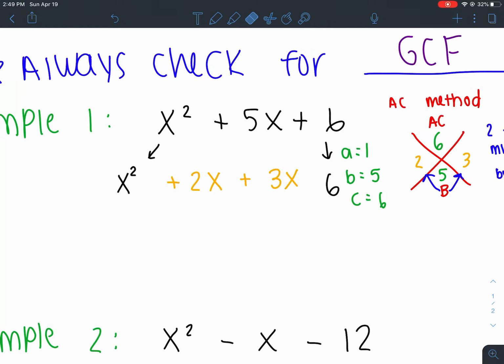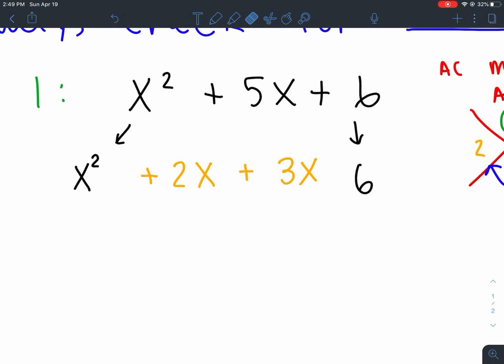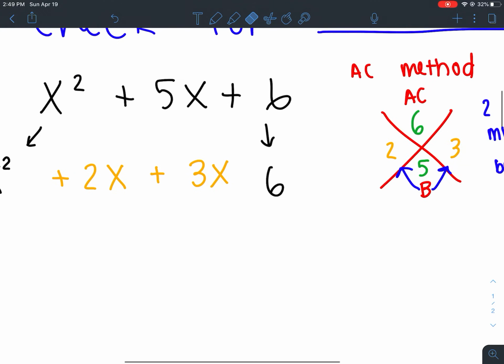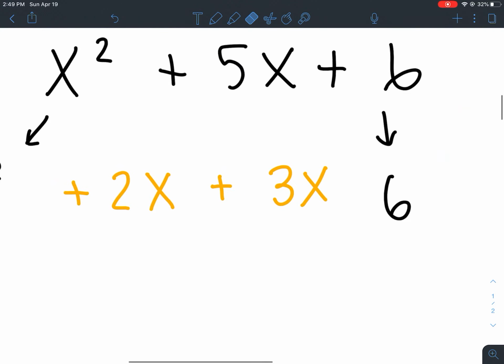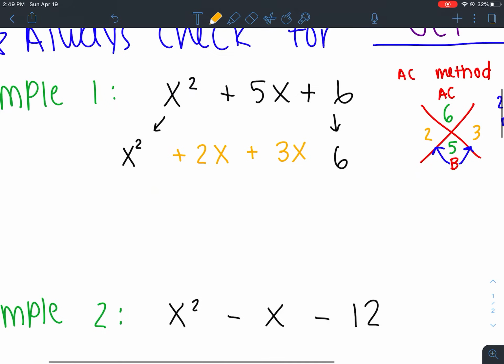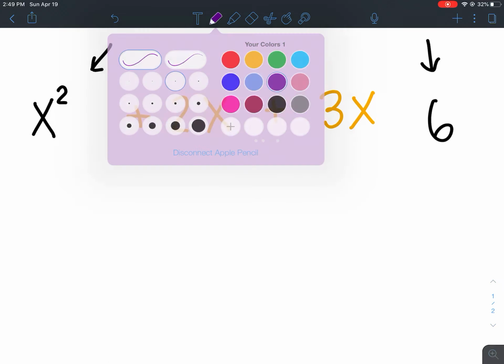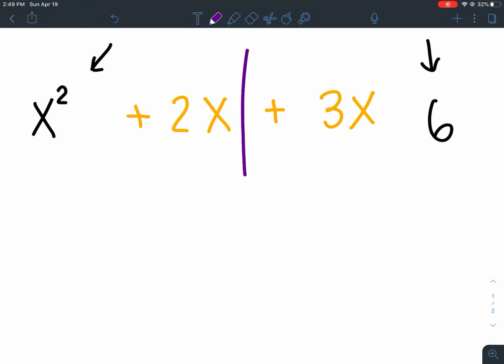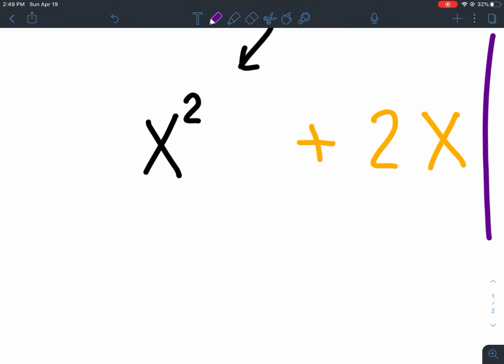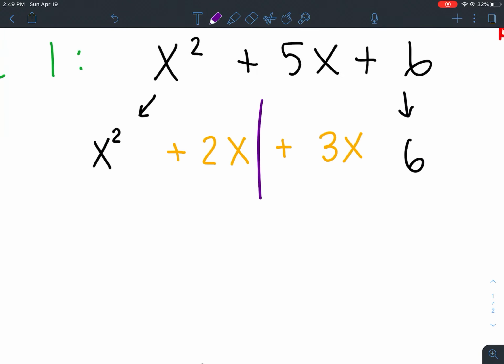And you're like, whoa, what just happened? Okay, again, x squared stays the same and the 6 stays the same. But you're splitting up your 5, right? So does 2x plus 3x make 5x? Yeah, 2 plus 3 makes 5. So that's what we're really doing here. Okay, the next thing you're going to do is you're going to split this into two groups. You're going to have one group over here, you're going to have one group over here.